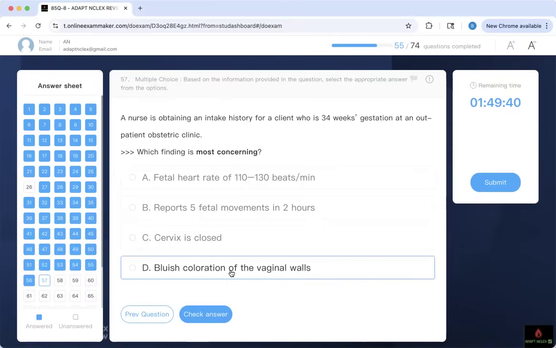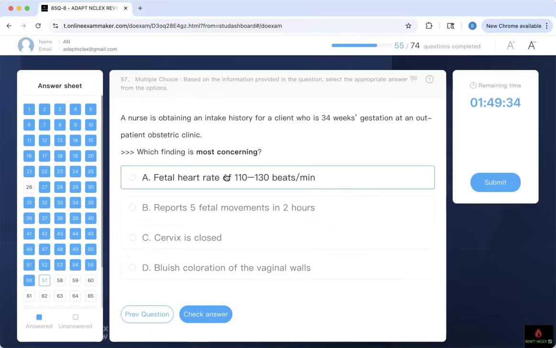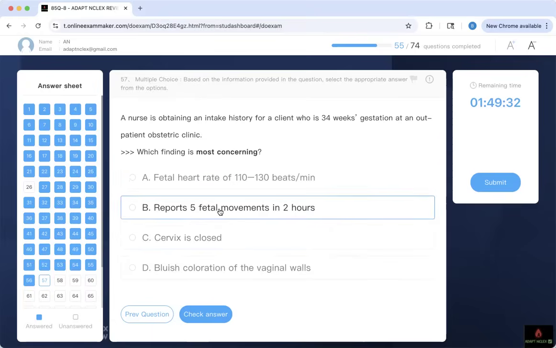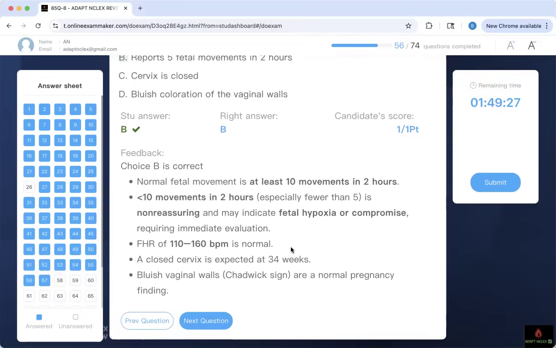Blueness in the vagina is expected. We don't want the cervix to be open, it's fine. Baby heart rate is within normal. You need at least 10 movements in 2 hours. Baby movement, 10 movements. If it's less than 10, we have to let the doctor know.